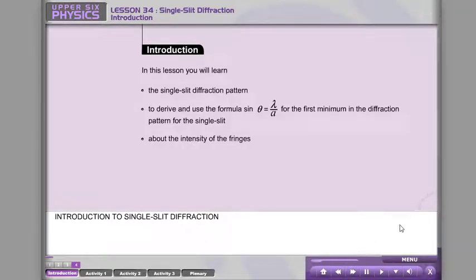Introduction to Single Slit Diffraction. In this lesson, you will learn the single slit diffraction pattern, to derive and use the formula sin theta equals lambda over a for the first minimum in the diffraction pattern for the single slit, and about the intensity of the fringes.